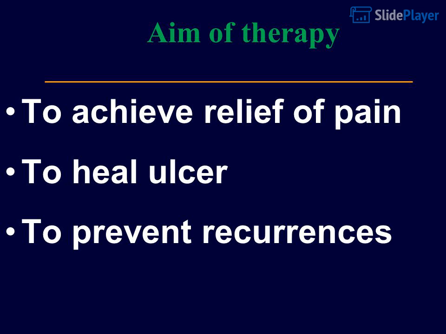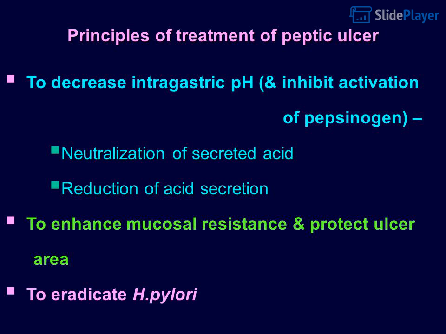Aim of therapy: to achieve relief of pain, to heal the ulcer, and to prevent recurrences. Principles of treatment of peptic ulcer: to decrease intragastric pH and inhibit activation of pepsinogen, through neutralization of secreted acid and reduction of acid secretion; and to enhance mucosal resistance and protect the ulcer area.